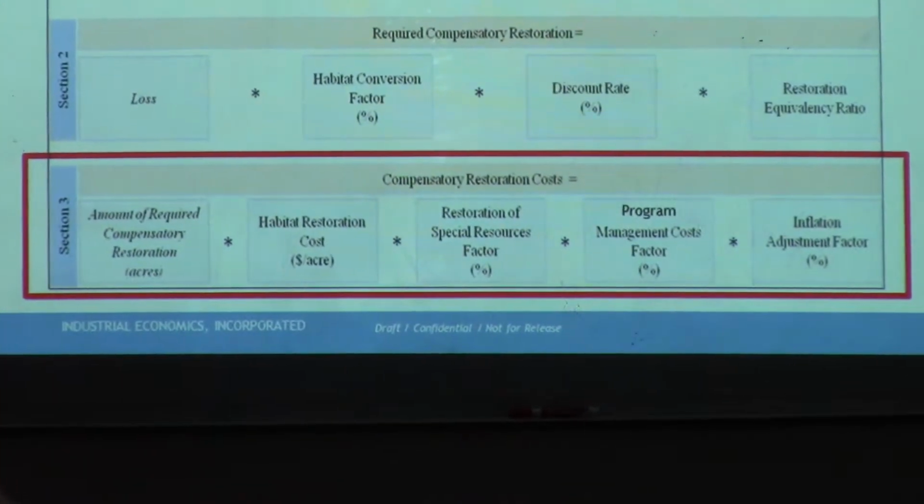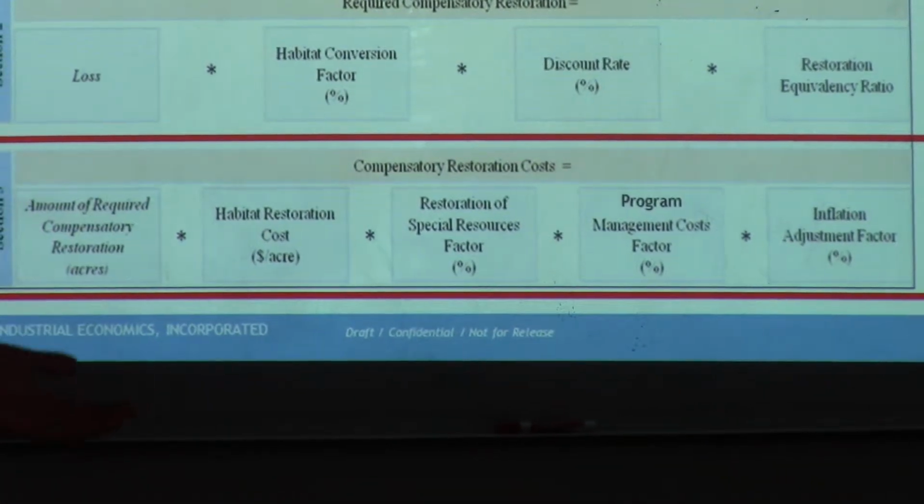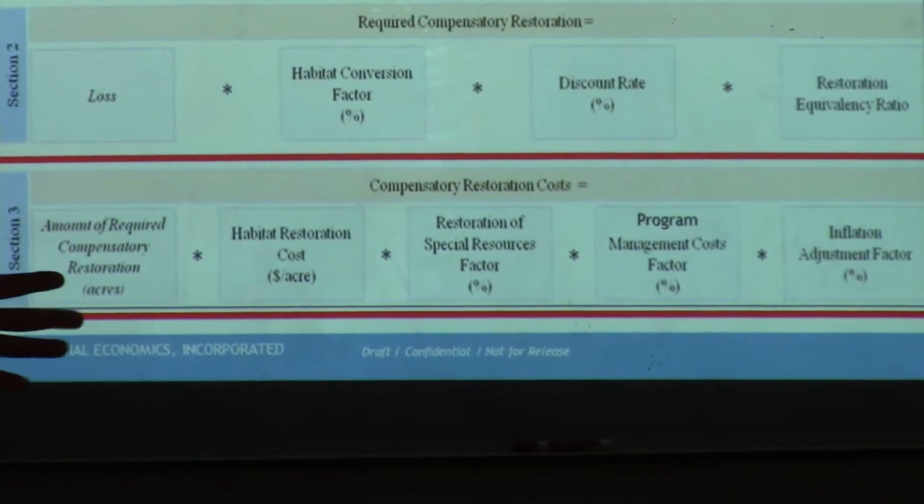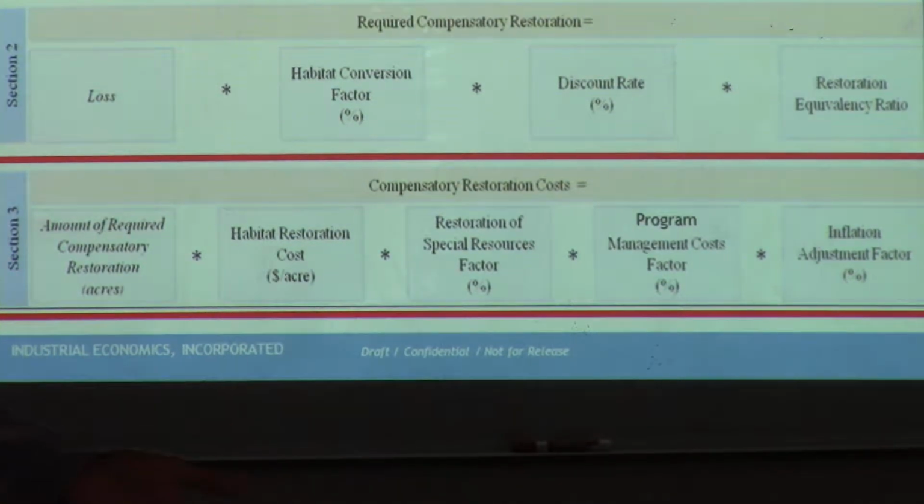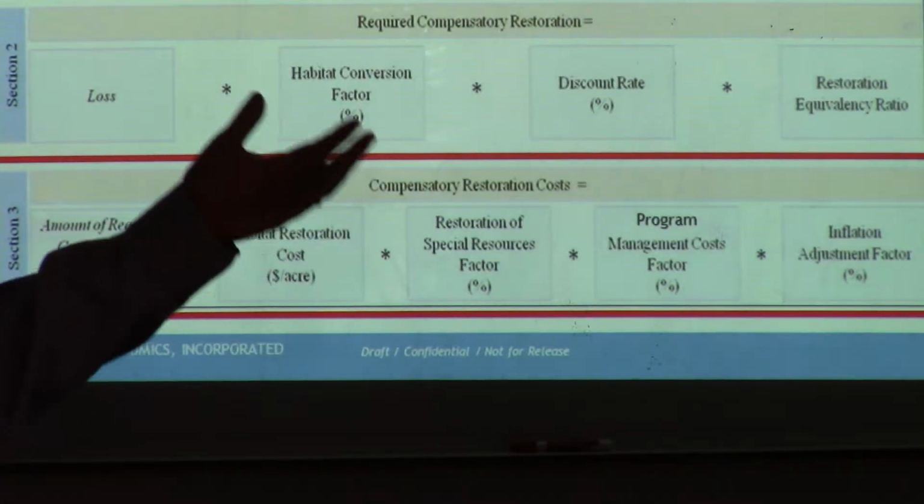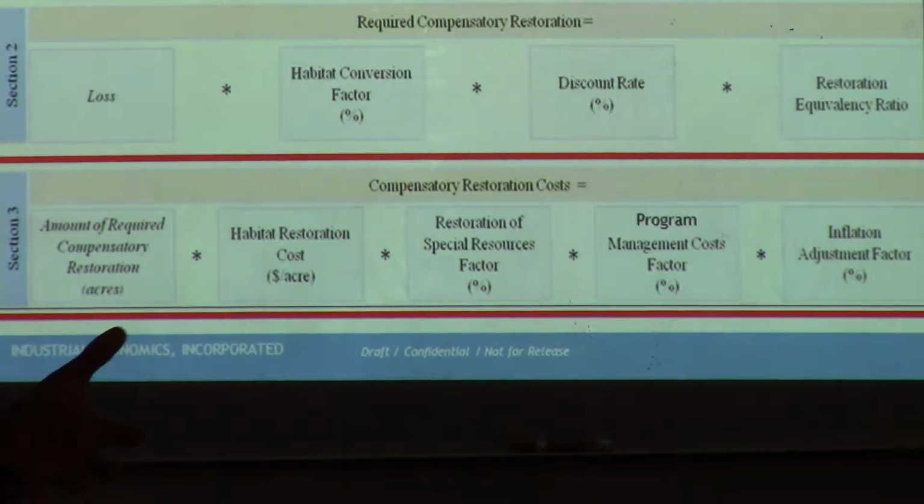Alright, so now, from the first part, we got what our loss was using our habitat equivalency analysis for 1 year, and we got our required compensatory restoration. And from that, we now have an acre value of wetlands, a wetlands project that needs to be implemented. And this is where we get at costing this out.